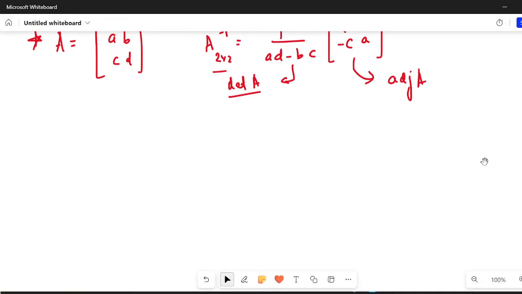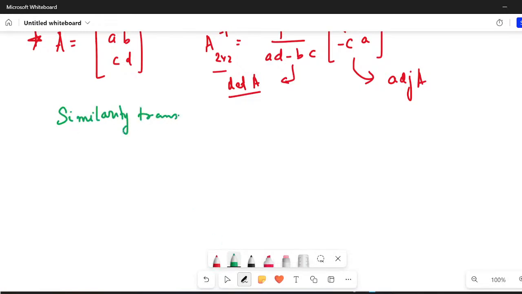Okay, now what is the condition? What are we doing by this particular transformation? One thing is very much clear, that we are doing the similarity transformation. Now, by similarity transformation, as I told you in the starting, I can reduce my matrix A into a diagonal matrix.